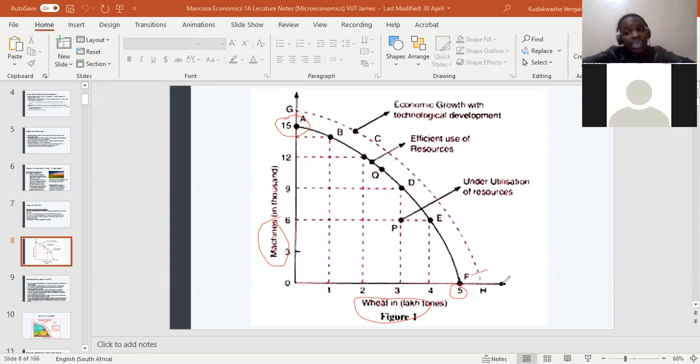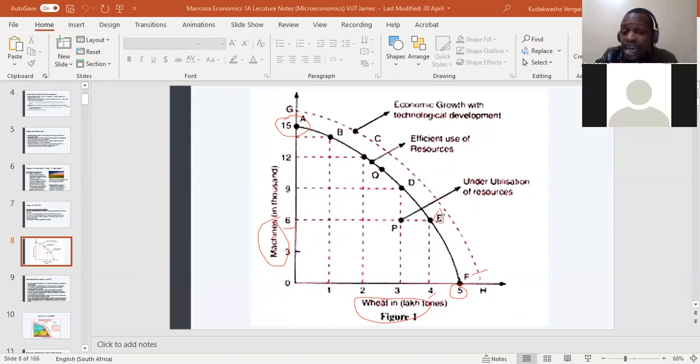But although those are our two extremes, as a reasonable country, we don't just want wheat, we also want machines. We don't just want machines, we also want wheat. So there can be a combination. For example, look at point E over here. South Africa has decided to produce 6 million machines and 4,000 tons of wheat. So that's what they're producing.